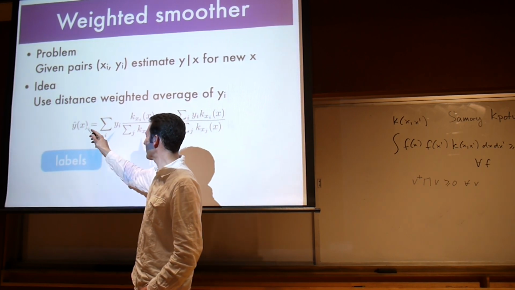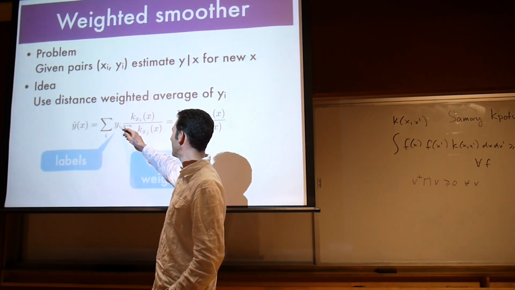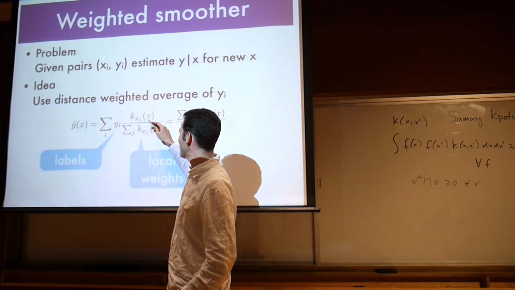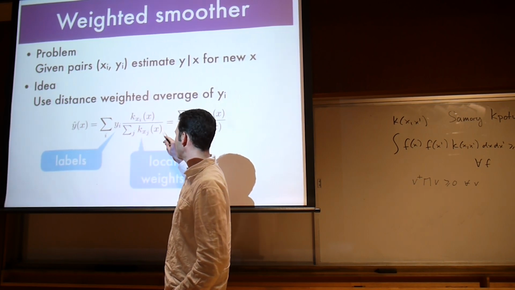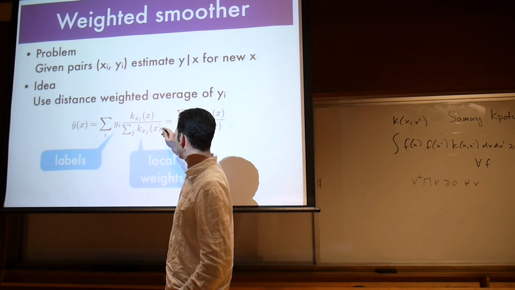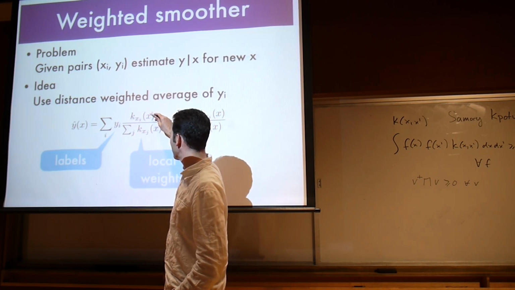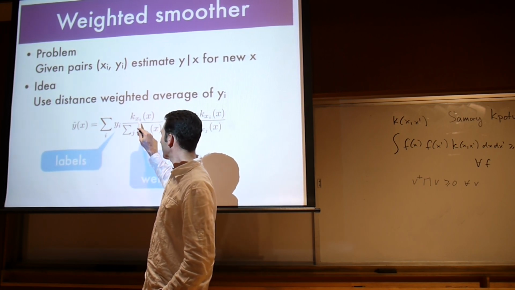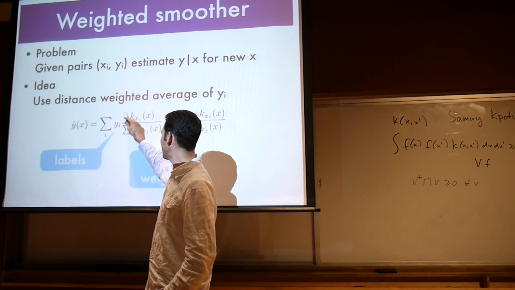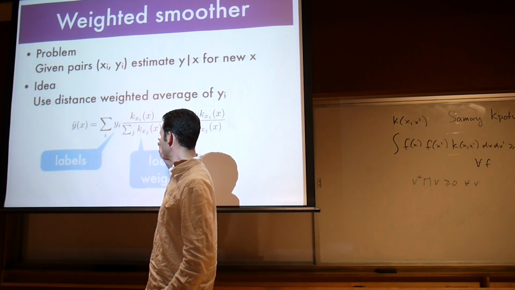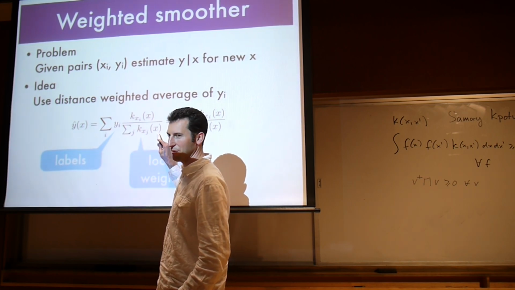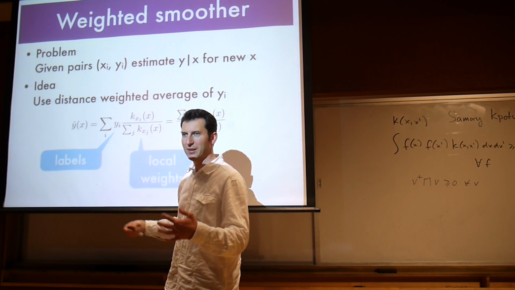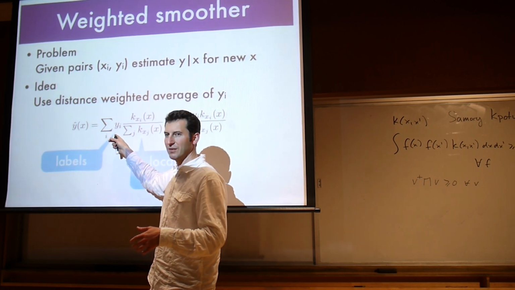So y hat of x is then the sum over yi, k of xi and x, divided by the overall density here. And these are basically weighting coefficients. So this is locally weighted, and those xi's that are close to x are going to gain a high weight, and those that are far away are going to get weight close to 0. So this is like a local weighted average of labels.